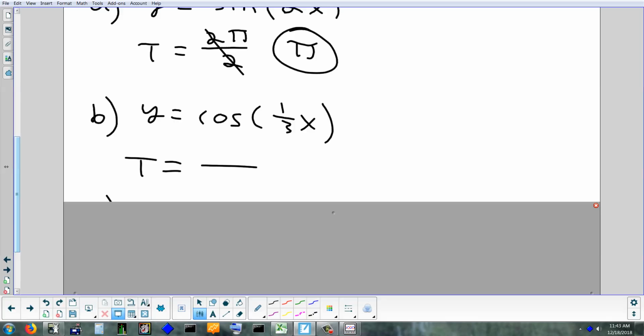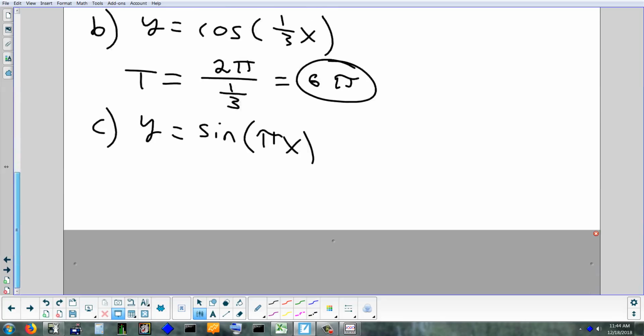2 pi. What goes in the bottom of this one? 1/3. So what do you get if you take 2 pi and divide it by 1/3? 6 pi. Right? If you want to divide by a fraction, that's the same as multiplying by the reciprocal. So you can think of it as 2 pi times 3/1. So that's 6 pi. Is that longer or shorter than the original? Much longer. The original is 2 pi. This is 6 pi. It's triple the length. Okay.